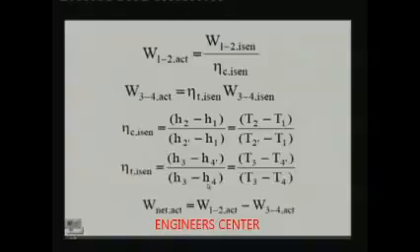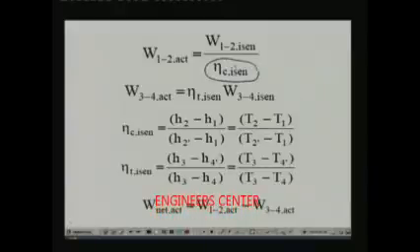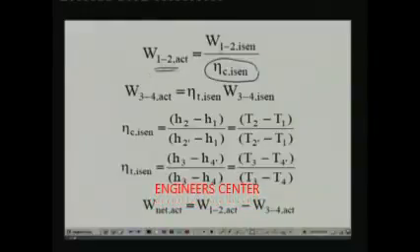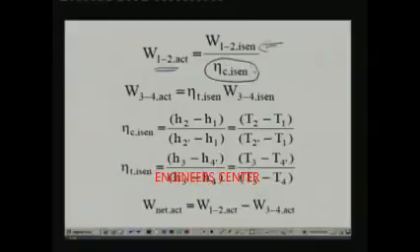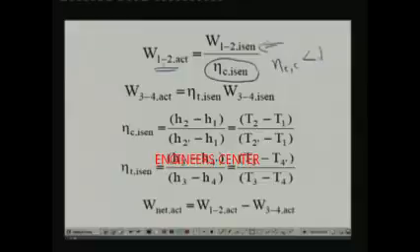We can also define the actual work of compression and the actual work of the turbine by defining isentropic efficiencies. For example, the actual work input to the compressor during the process 1 to 2 is defined as the isentropic work divided by the isentropic efficiency. Typically this isentropic efficiency of the compressor will always be less than 1. That means W12 actual will always be greater than W12 isentropic. So the required work input increases because of the irreversibility.